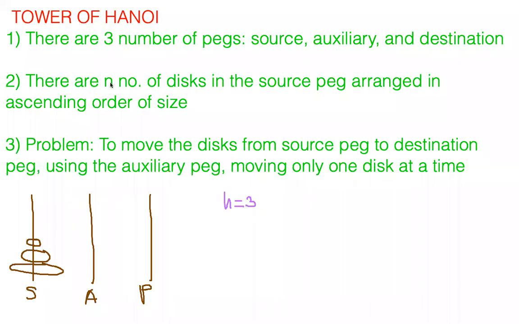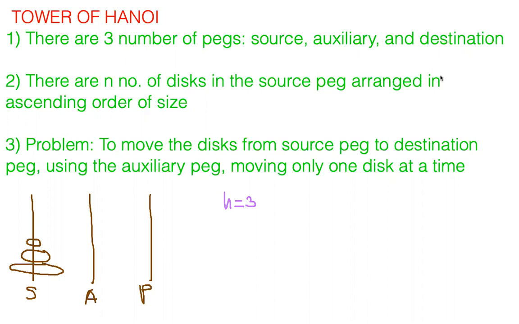So Tower of Hanoi is a puzzle which was invented by the French mathematician Lucas in 1883. It's a classical example of recursion. Recursion we use in a number of problems, but Tower of Hanoi is a classical problem in which recursion is used. So what is the problem?